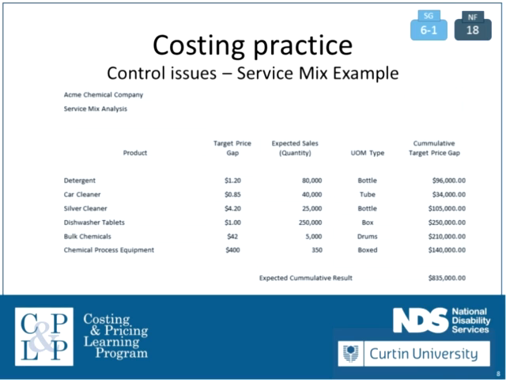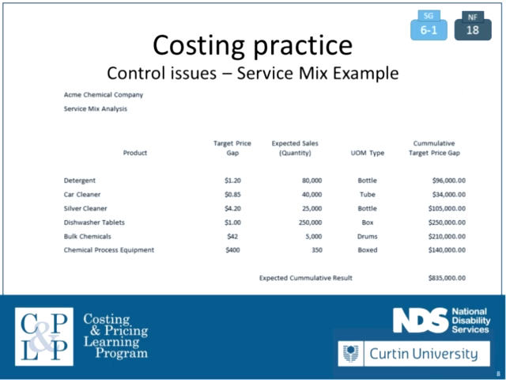If we look at this target price gap and the expected sales, so the expected quantity of items delivered, you can see that multiplying those things out gives us the cumulative target price gap for each item, as well as the expected cumulative target price gap, or in other words, result for the company for that year.